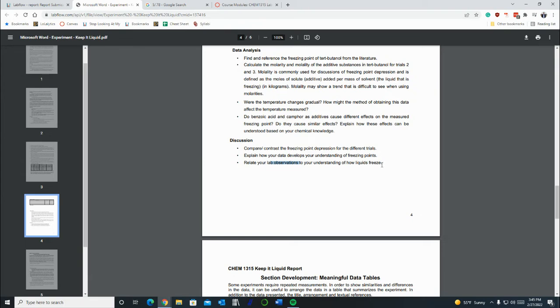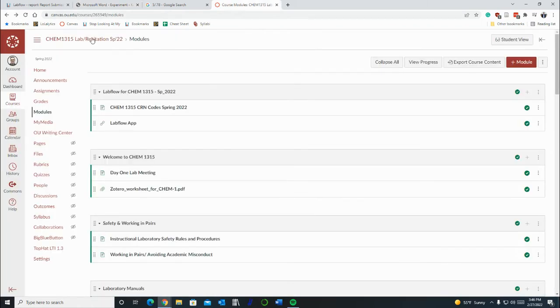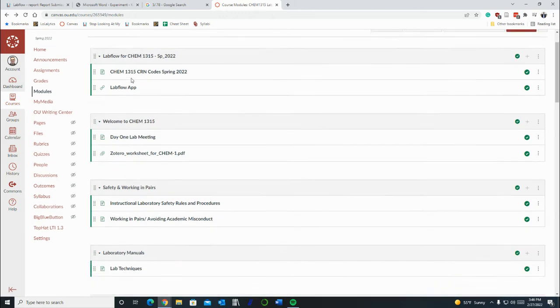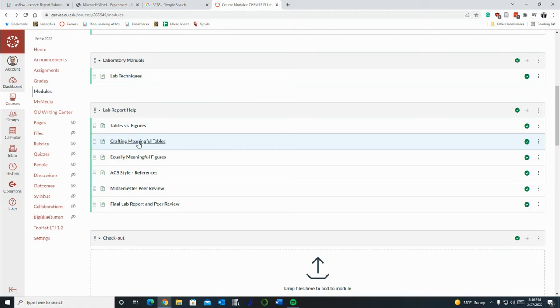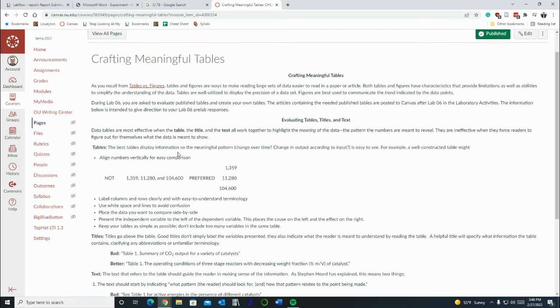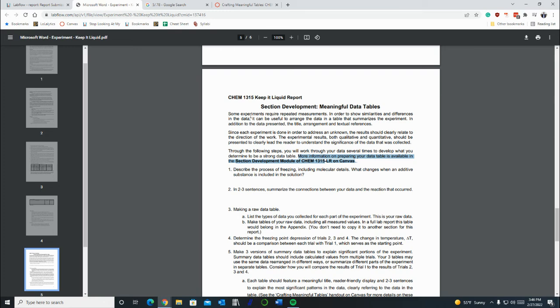But now we're going to go on to our next part, which is about making tables. A large part of your lab this week is making data tables. Right here, it mentions that you can find information on how to make a meaningful data table on Canvas. If you go to the lab and recitation page and scroll down to lab report help, there is this right here, which is crafting meaningful tables. If you need help making tables that would be good for your lab report, this should be your first resource. So y'all can look over that on your own time.